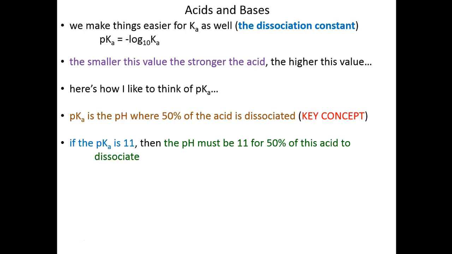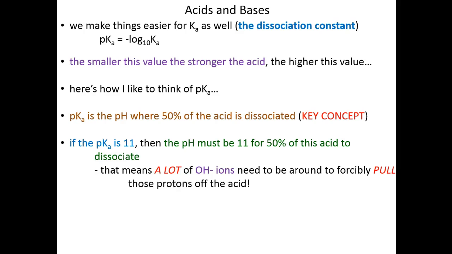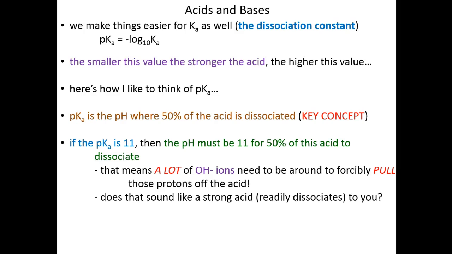In other words, if the pKa of a molecule is 11, then you must get the pH of the solution that molecule is in to a pH of 11 in order for that molecule to lose 50% of its protons. And still, even then, at pH 11, the other 50% of the molecule's protons will still be intact. That means you got to get very basic in order to lose those protons. That means you need a lot of hydroxide ions around in order to get that molecule to lose 50% of its protons. Does that sound like a strong acid to you?